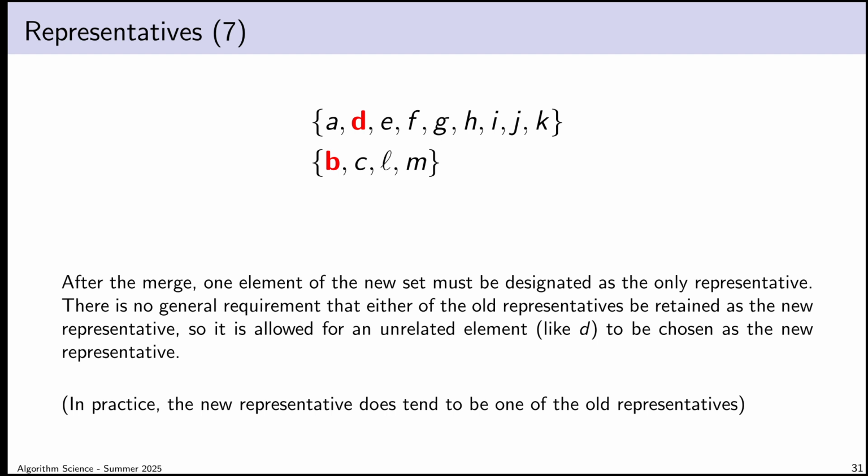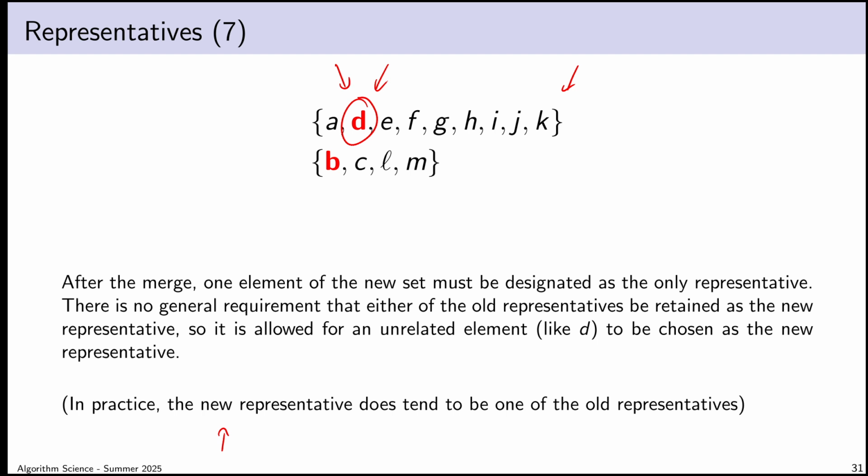So suppose, in an attempt to be contrary, I merge them together, and then as the representative of the combined set, I choose element D. That's allowed. Although in practice, just because it's convenient, there's no point in choosing an arbitrary element when you could just choose one of the existing representatives of your two input sets. There is no requirement that you do that, but yes, in practice, the new representative of the combined set tends to be one of the representatives of the sets that you started with.